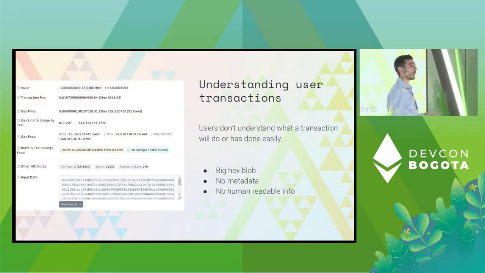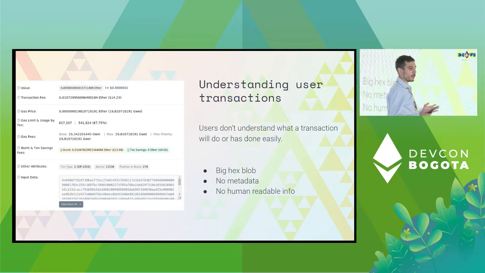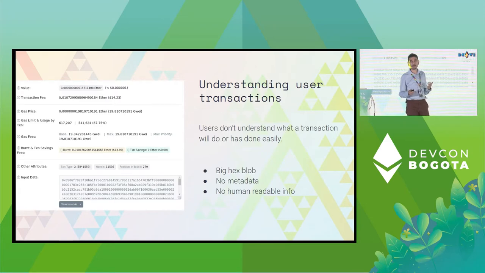What does a transaction look like? Everybody has opened Etherscan and seen this hex blob. There is no metadata. There is no human-readable info. That's what every new user to Ethereum is greeted with. There is no way to understand what your transaction from 3-4 years ago has done.